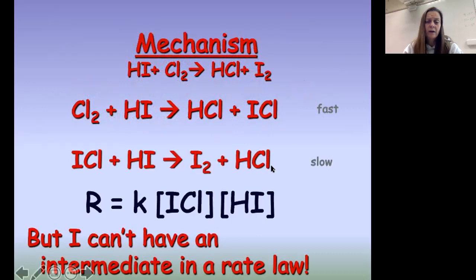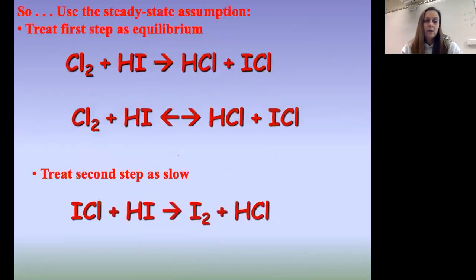And our second step is iodine monochloride, that intermediate, reacting with hydrogen iodide to give us iodine and hydrogen chloride. So I would write the rate as rate equals k times iodine monochloride concentration times hydrogen iodide concentration. But we can't have an intermediate in a rate law. So what do we do? How do we get rid of that intermediate in the rate law? We're going to treat the first step as if it's an equilibrium reaction.